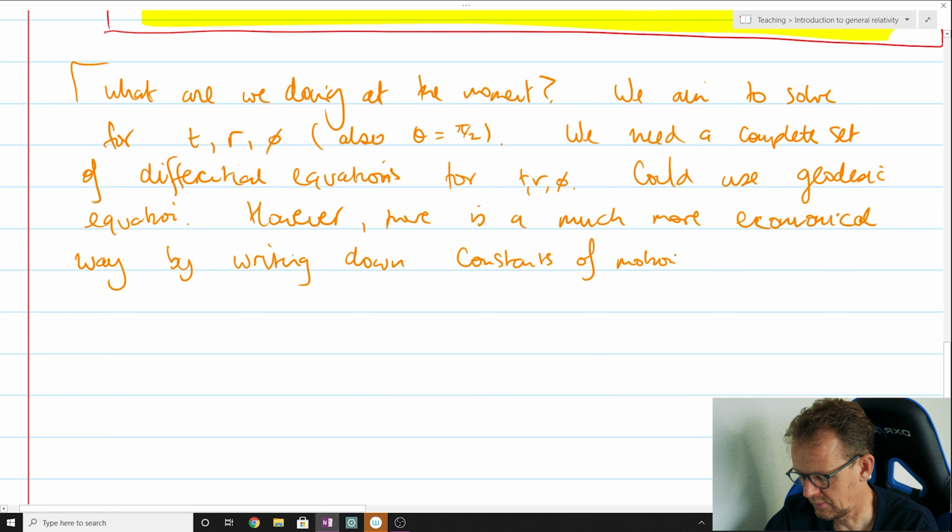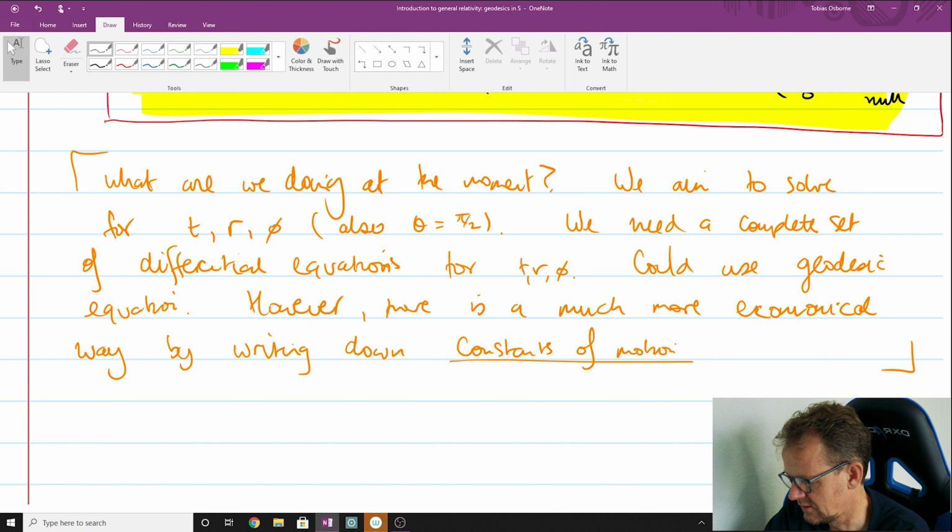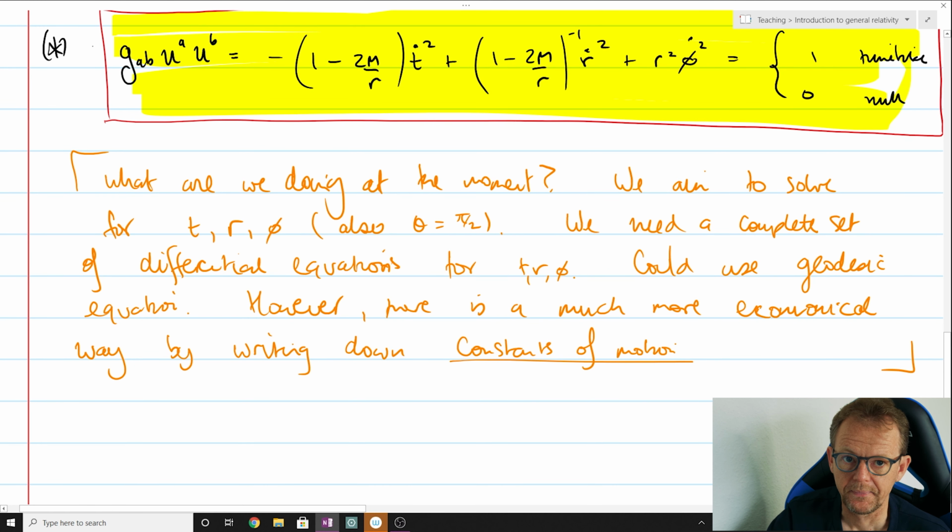So that's actually, if you write down enough constants of the motion, well, you've completely determined the trajectory. Now, because the Schwarzschild solution has so many symmetries, we're going to be able to write down quite a few constants of the motion, more than one, and that will turn out to be enough to determine the trajectory.